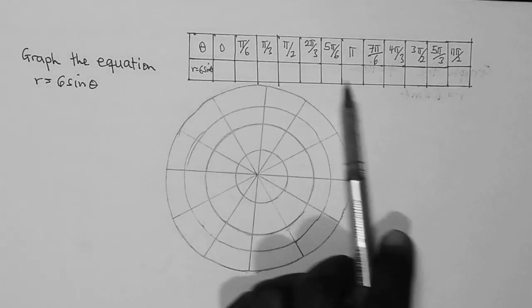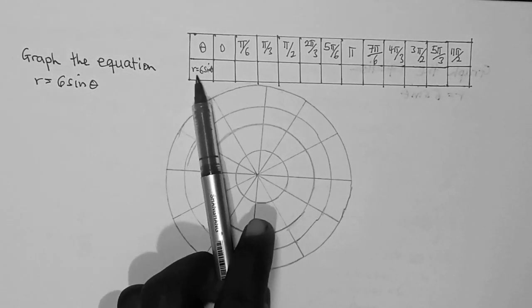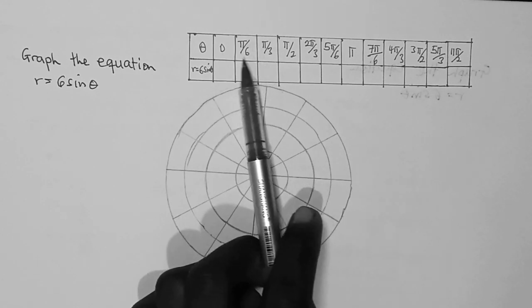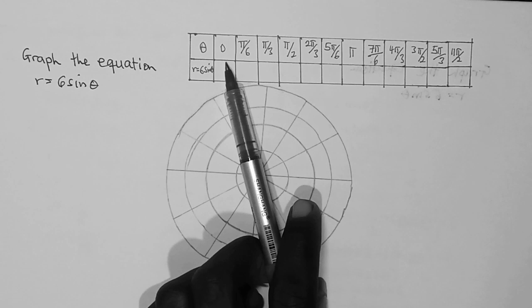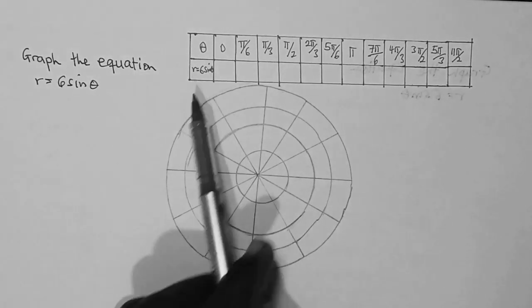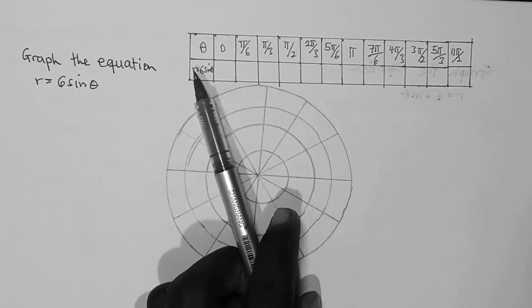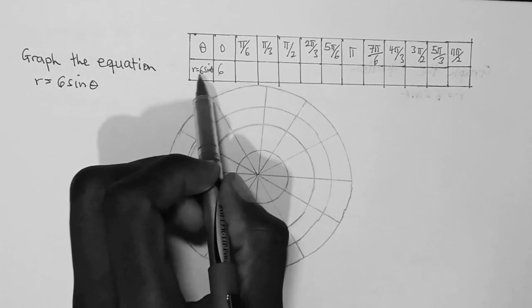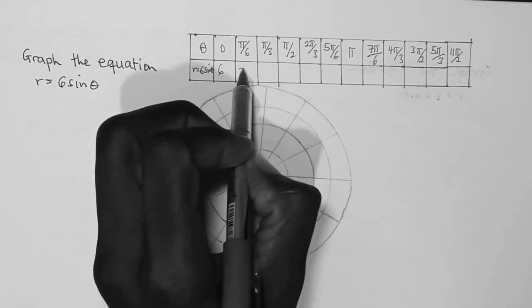So we have our table drawn here. These are the theta values, and then the r values will be here. Now we will start from 0 and then go in steps of pi over 6 up to 2 pi, but 2 pi is the same as 0. So if you put 0 into this equation, it becomes r equals 6 sine 0, and that will give us 0. Then r equals 6 sine pi over 6, that is equal to 3.